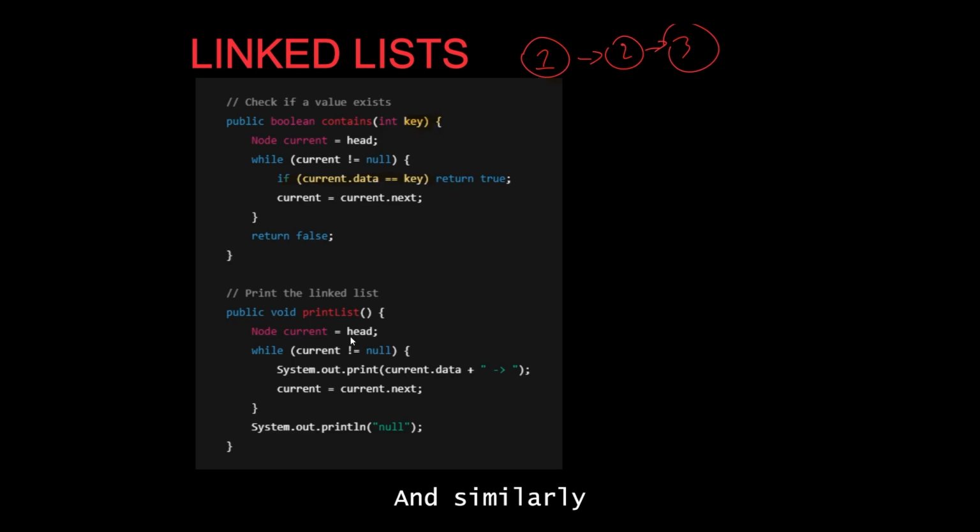And similarly for printList, we do the same loop, but instead we don't have any of this in here. Instead, we just run a print, and we just print the thing that we're at, and then we go to the next thing. So we would print 1, go to 2, print 2, go to 3, print 3, and then we'd be done. And we can print null at the end or nothing, whatever you want.